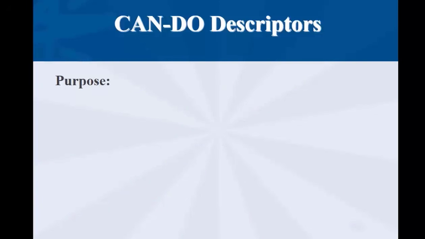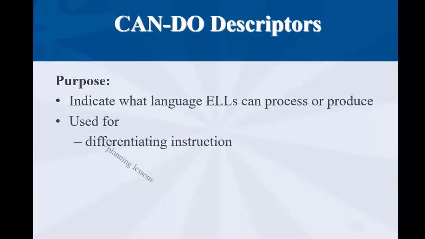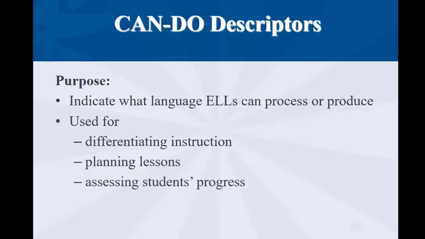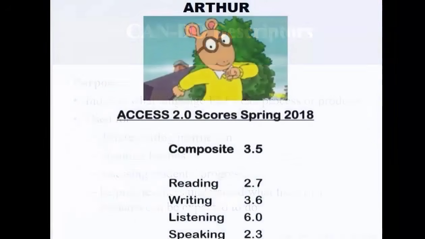What's the purpose of the Can Do descriptors? Can Do descriptors indicate what language ELLs can process or produce. They're used for differentiating instruction, planning lessons, assessing a student's progress, and helping teachers understand what their ELL students can be expected to do.